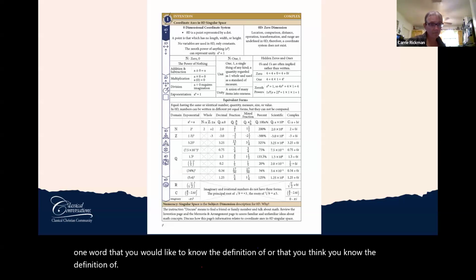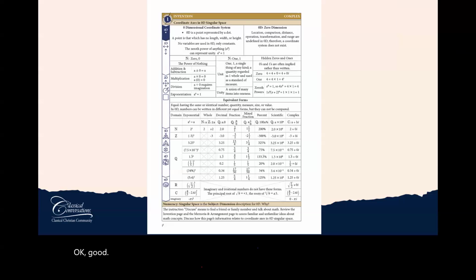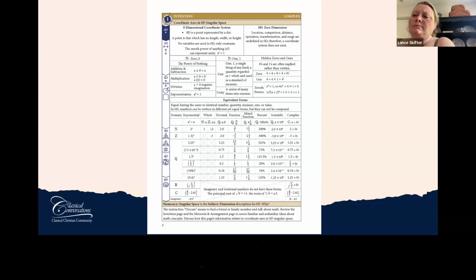Coordinate. Irrational number. Did somebody say Zeroth, the one with the TH? Okay, good. Principal root. Percent. Complex number. Unity. Numeracy. Requires imagination. Singular space.